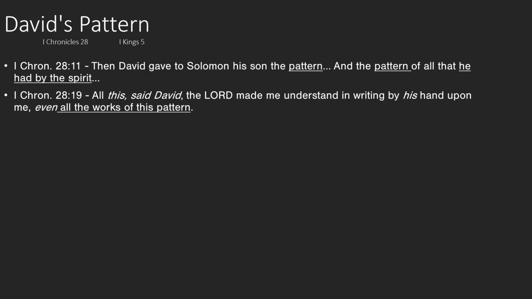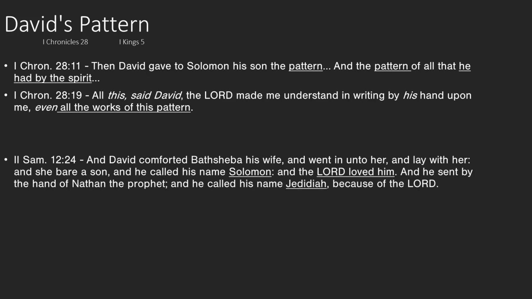Of course, it was not delivered to us in the form of charts or blueprints, but in the words of the Bible. But we're talking about David's pattern. What does Solomon have to do with this? 2 Samuel chapter 12, "And David comforted Bathsheba his wife, and went in unto her, and lay with her, and she bare a son, and called his name Solomon. And the Lord loved him. And he sent by the hand of Nathan the prophet, and he called his name Jedediah, because of the Lord."